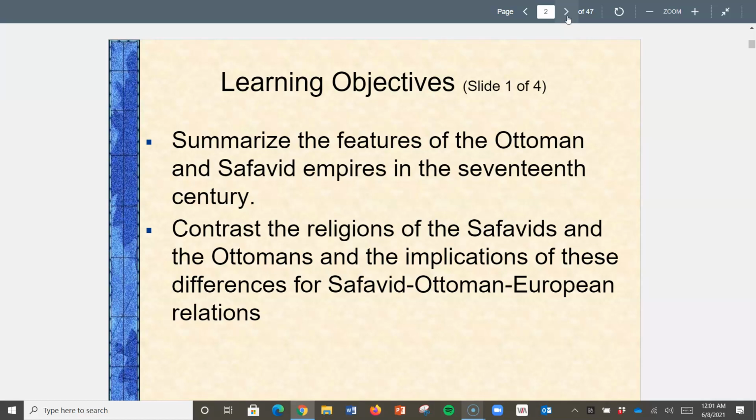So the Ottoman Empire and the Safavid Empire is really where you begin. The Ottoman Empire, modern day Turkey; Safavid Empire, modern day Iran. And so those are the two places that you're sort of looking for there.